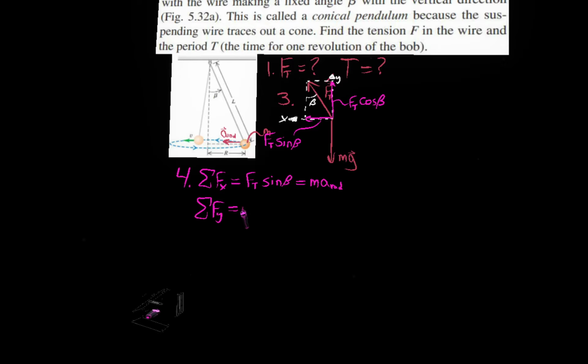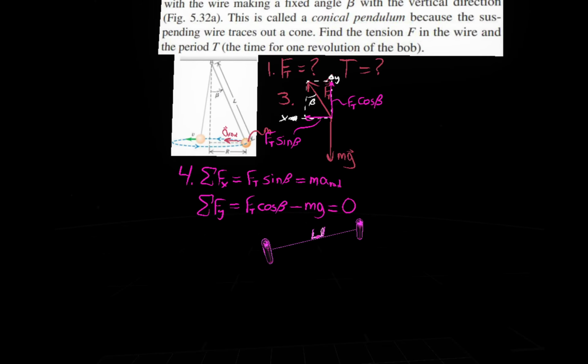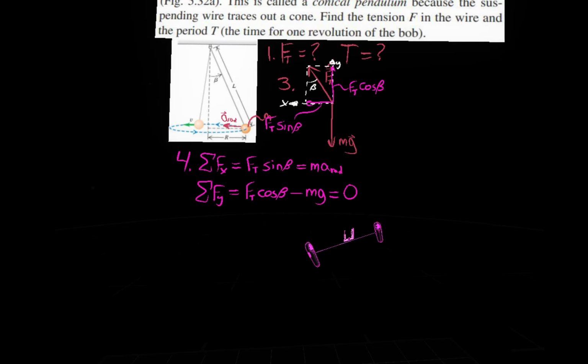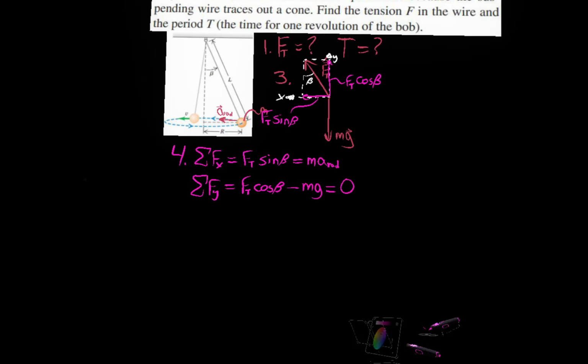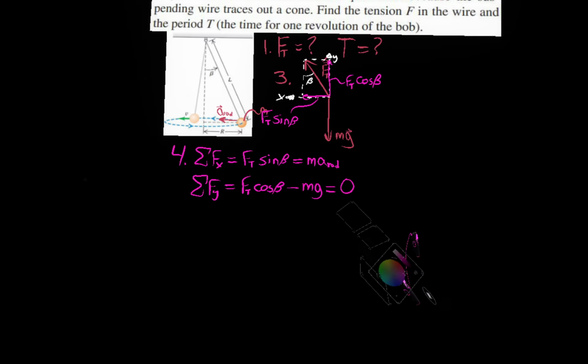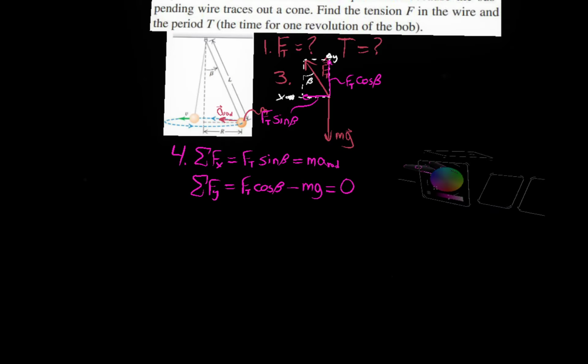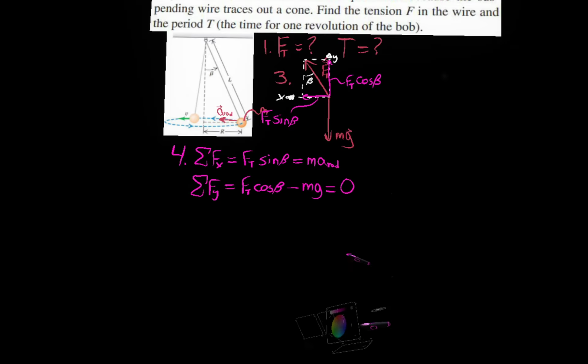Fy is equal to, we got two going on. The y direction positive is up, so F_T cosine beta minus mg, and it's not moving up or down at all, so there's no acceleration in the y. So there's our equations, but we probably need another one involving the period, right? Since we're trying to solve for the period, we need one more equation, and that's going to be our radial acceleration equation.